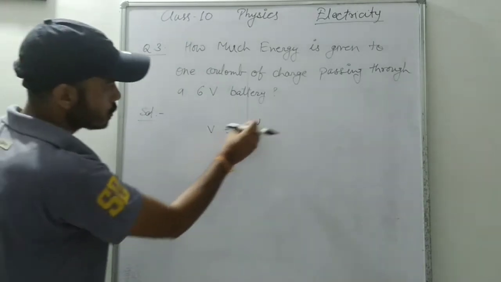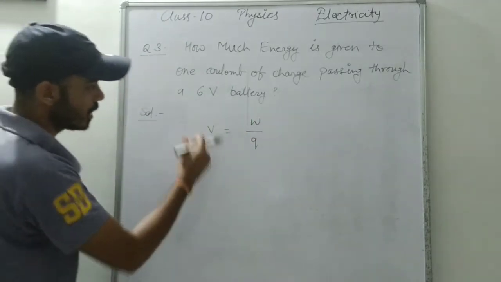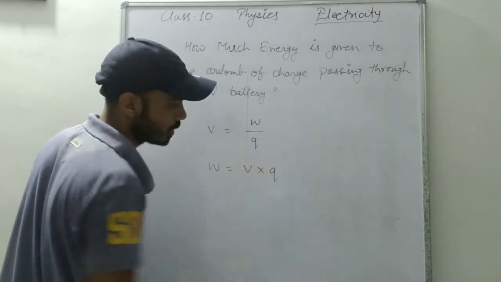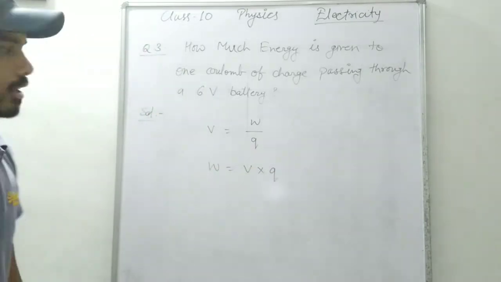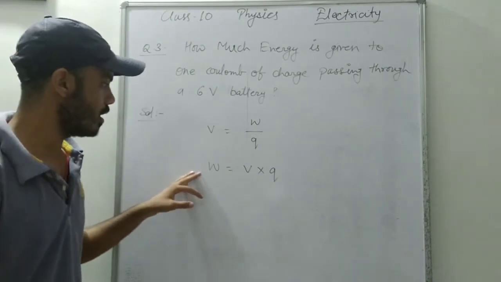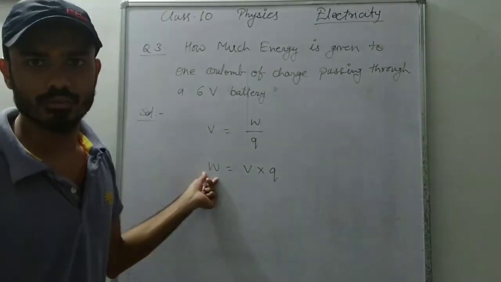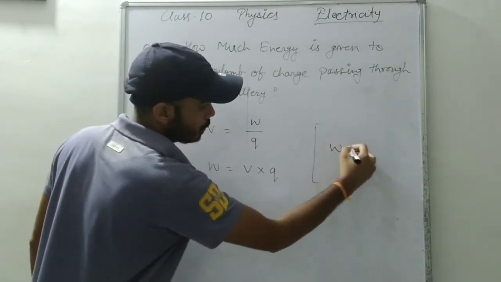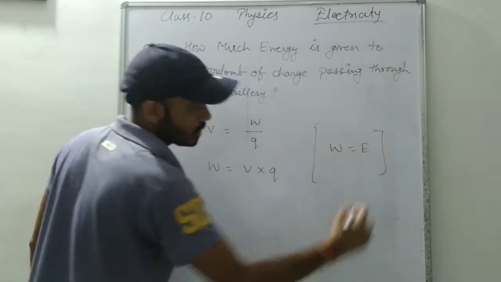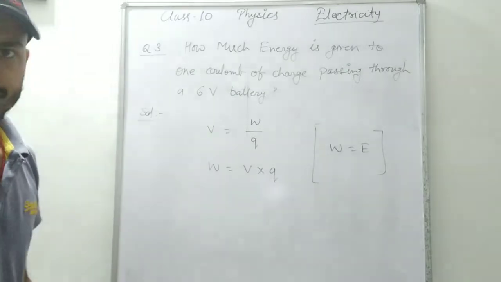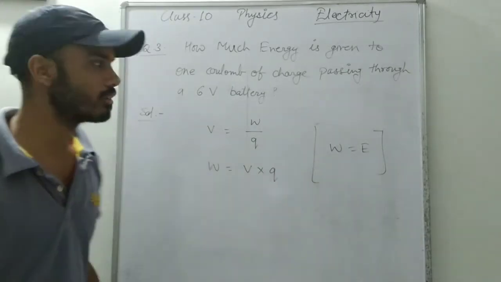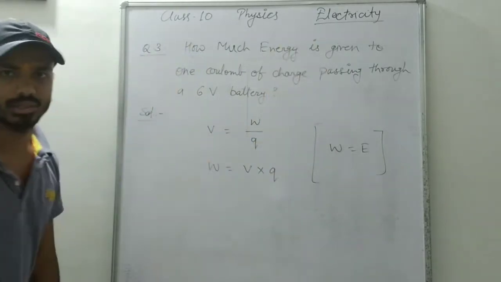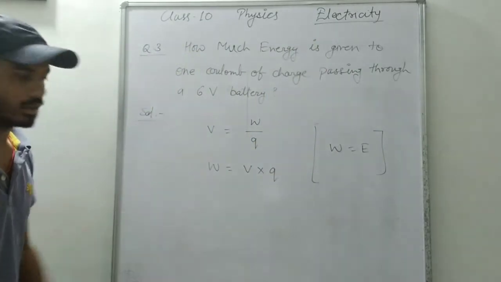So V is equal to W upon Q. So here we can write W is equal to V cross Q, meaning V multiplied with Q. Here W represents the work done, and we know that W is always equal to the energy, and here we have to calculate energy, which means we have to calculate W.